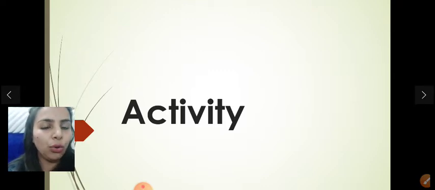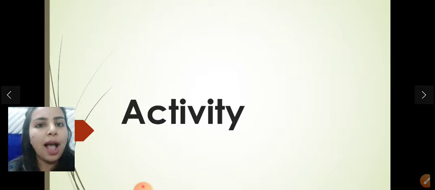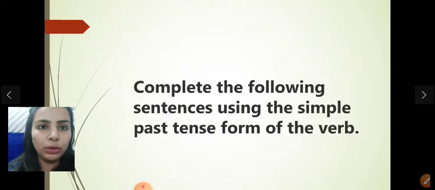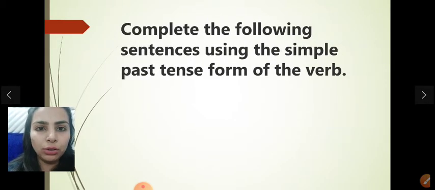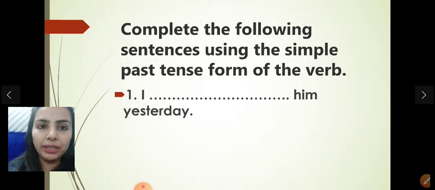Okay. So what are we going to do today? We are going to perform the activities. We are going to do MCQs, that is multiple choice questions. You have to choose one answer from the answers of a particular question. Complete the following sentences using the simple past tense form of a verb. You have to complete these sentences.